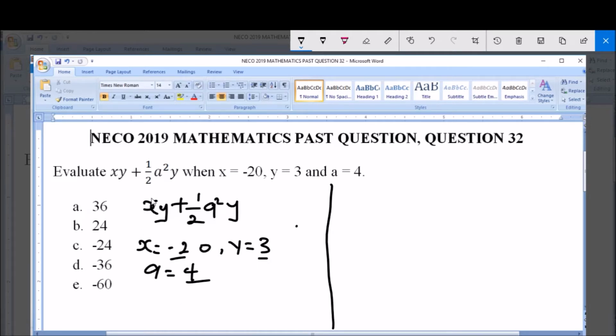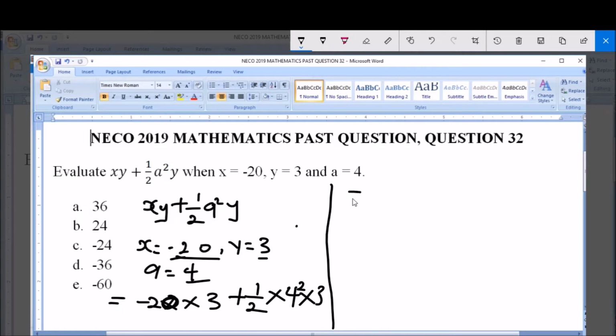And that is, for x we have -20, multiplied by y, which is 3. Then plus 1, all over 2, multiplied by a square, and a is given to us as 4. So 4 square, multiplied by y again, which is 3.